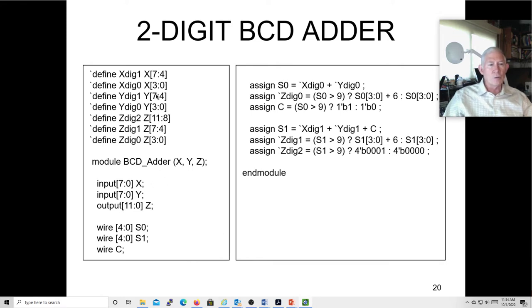And we're defining the parts of these vectors as x1 and x0, y1 and y0, and then d2, 1, 0. So 2 is the upper nibble, middle nibble, bottom nibble. Hopefully that makes sense. And then we have some signals that we have to pass around: the sum out of our first 4-bit adder, the sum out of the next 4-bit adder, and a carry between them.